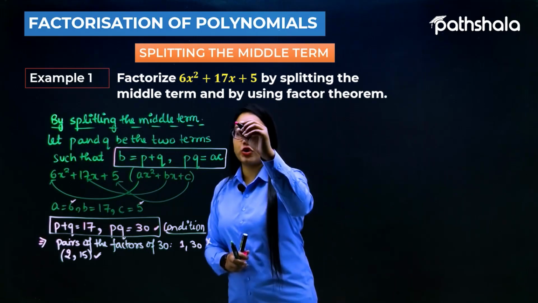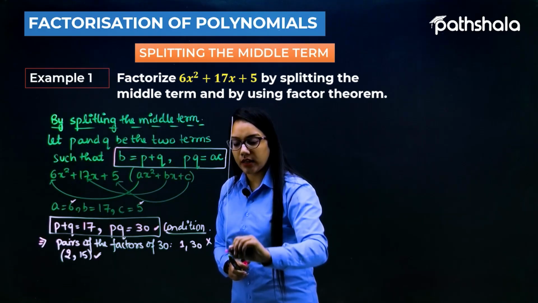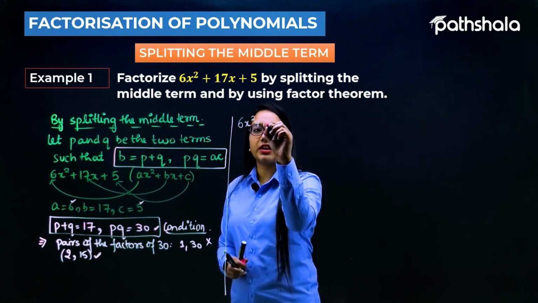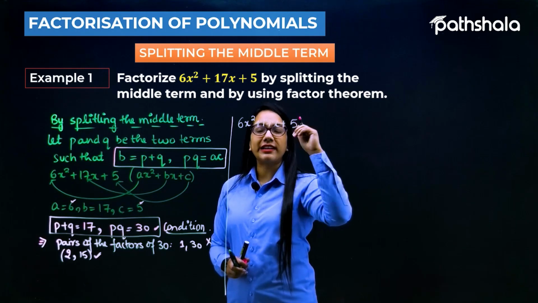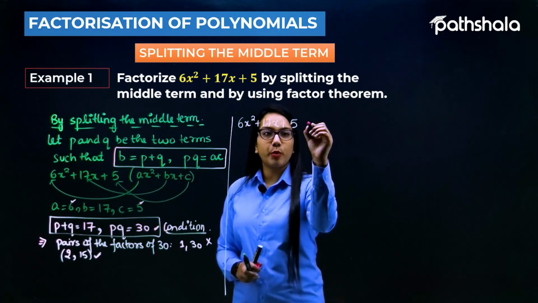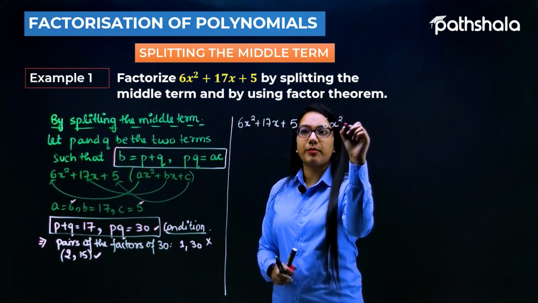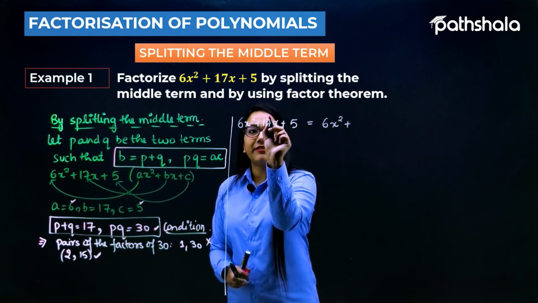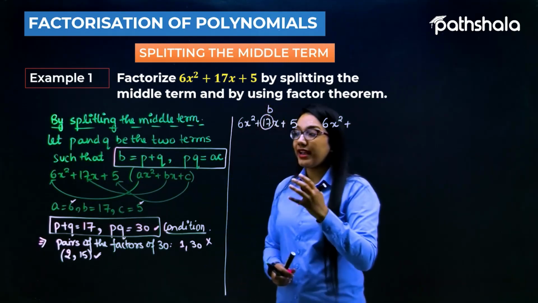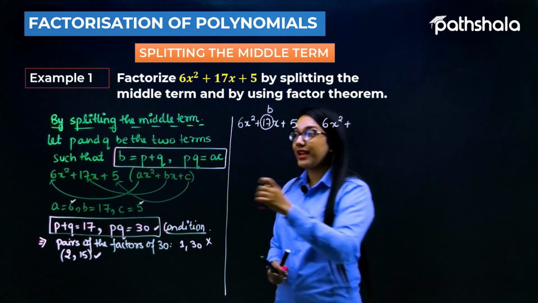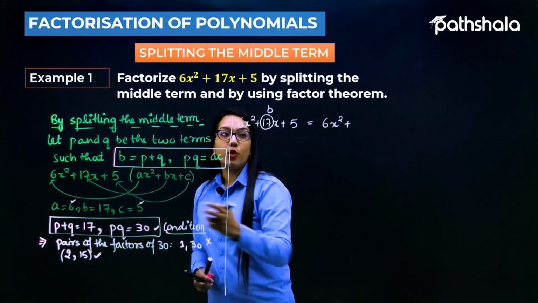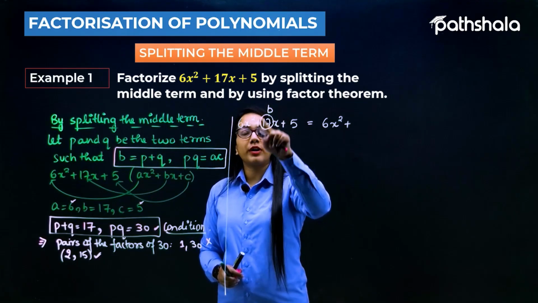Now what can we do with this 2 and 15? Let us take the quadratic polynomial again, which is 6x square plus 17x plus 5. Now we can write this particular quadratic polynomial in a very interesting manner. So let me write it as 6x square plus 17, and 17 was the term which was B, and B can be expressed as P plus Q. So write P and Q over here in place of B.